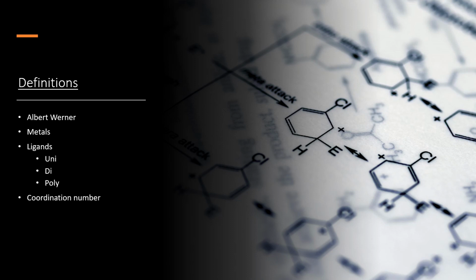Now, metals. What are metals? Metals can also be called Lewis acids, cations, electron deficient, or electrophiles. For example, nickel, cobalt, iron, platinum, etc. Metals basically accept a pair of electrons from ligands.